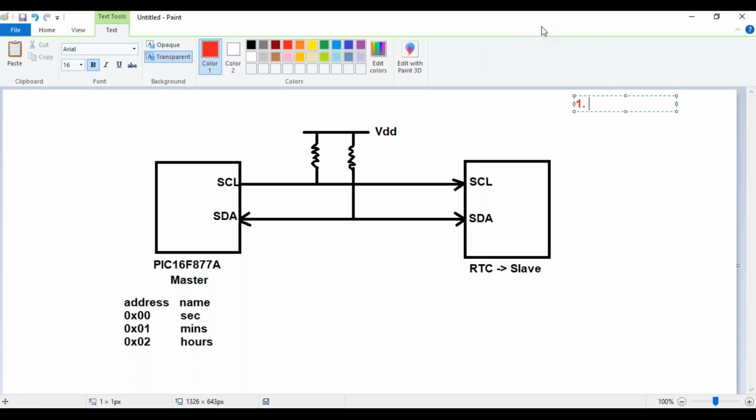In the communication protocol, do I directly start transmitting the data? No, right? SDA is equal to 1. That means I have to check if the bus is idle or not, correct?